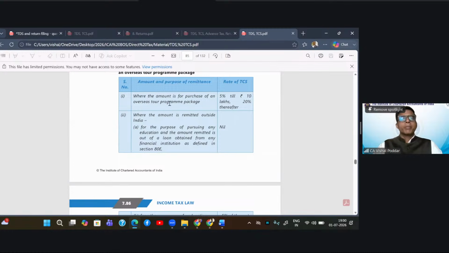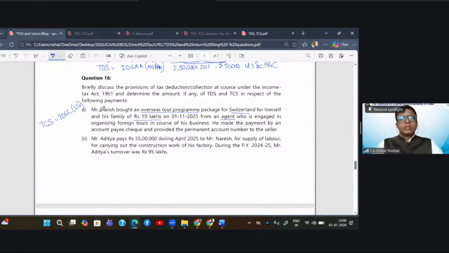Now, where the amount is for the purchase of a tour package, here the remittance is specifically for a tour package. Then TCS is applicable at the rate of 5% for the first 10 lakhs and 20% for the amount beyond 10 lakhs. Correct? So our case is not falling in the second part. Our case is falling in the first part, because what Mr. Harish has taken is an overseas tour package. Since it is a tour package, we apply the first condition. So what will be our answer? What rate? 5%. So it will come to, I think, yes, 50,000 rupees.